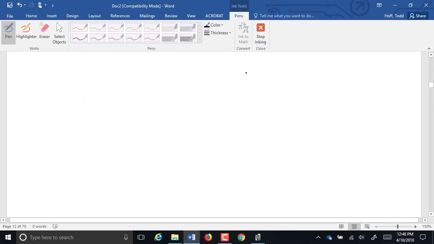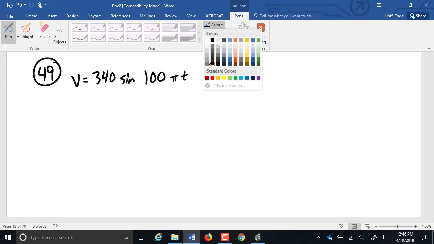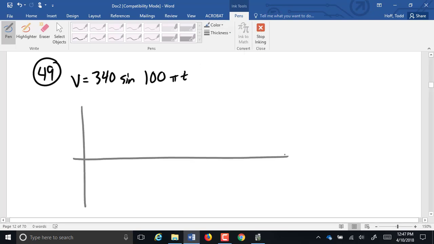Let's look at number 49. Number 49 is asking us to sketch the AC wave for one cycle. Well, V equals 340 times the sine of 100 pi t. Our AC wave goes to positive 340 volts down to negative 340 volts. That comes from this here being our peak voltage, the 340.